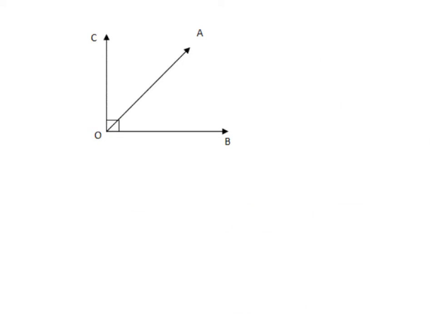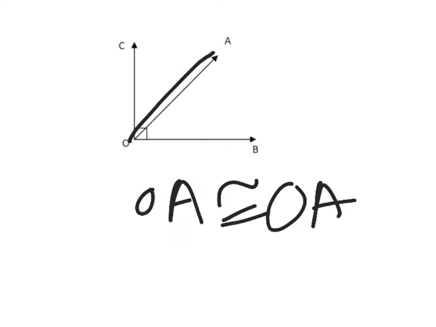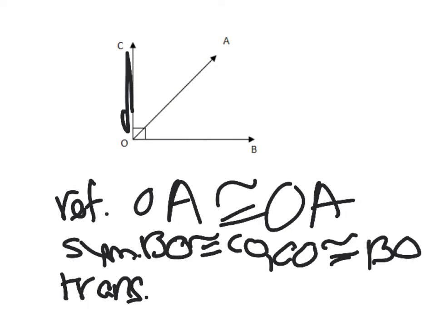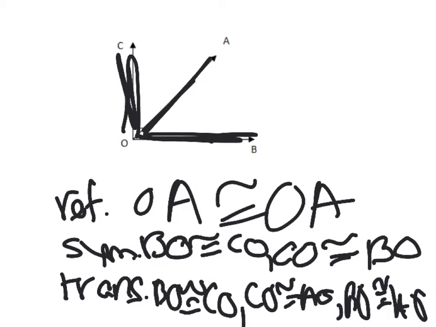To solve geometric proofs, you're going to need to know properties of congruence. Your first one is the reflexive property of congruence. That would be OA is congruent to OA. You're basically saying that something is congruent to itself. Now for symmetric property of congruence, that would be if BO is congruent to CO, then CO is congruent to BO. The last property of congruence is if BO is congruent to CO, and CO is congruent to AO, then BO is congruent to AO. This is called your transitive property of congruence.